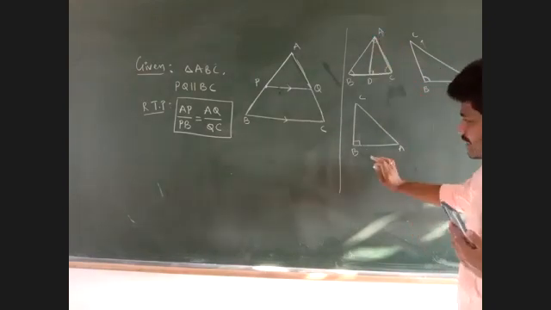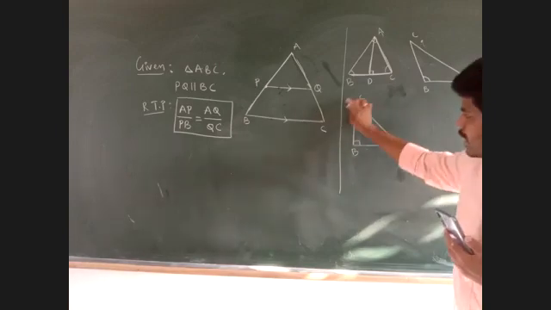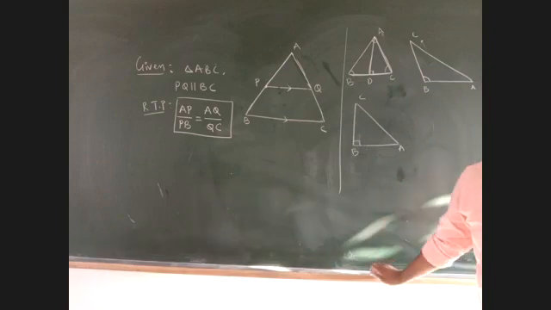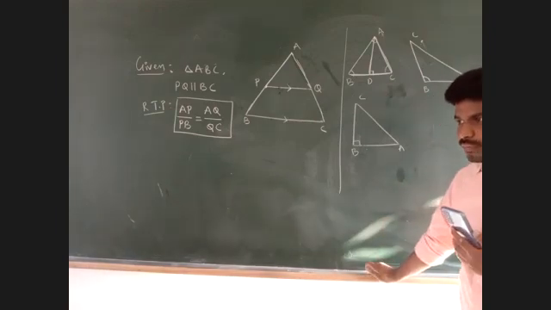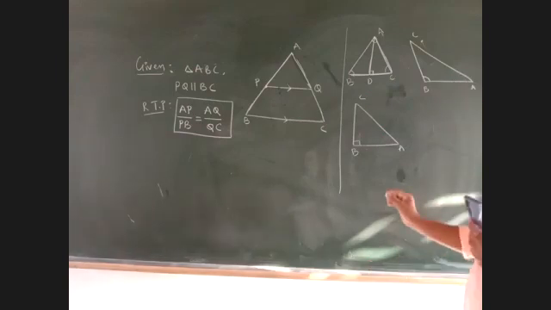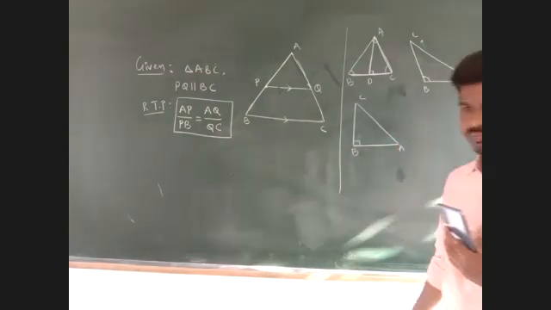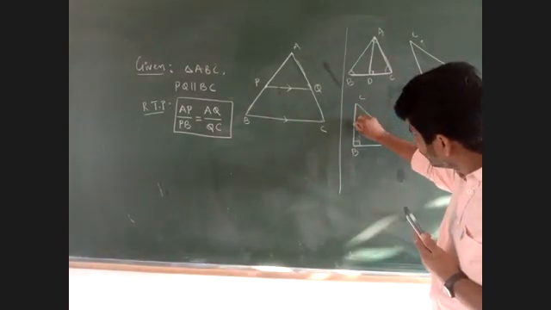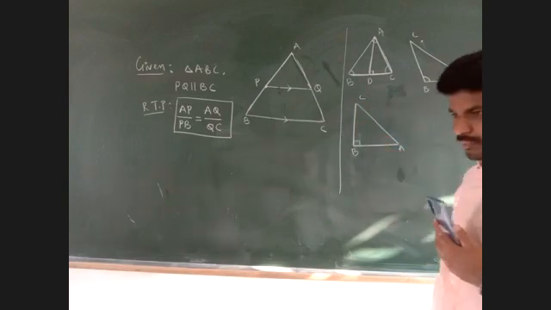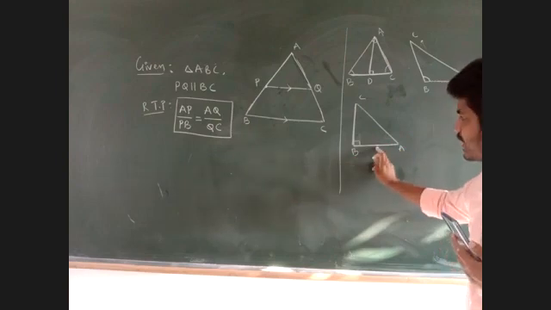If you take the second one, a right angle triangle, then find the area of the triangle. From this right angle triangle, find the area of your triangle. Half into base into height. Here, base is what? AB is the base. Then what is the height? The perpendicular line is called height, right? BC, the perpendicular line. BC is the height. Half into base into height.